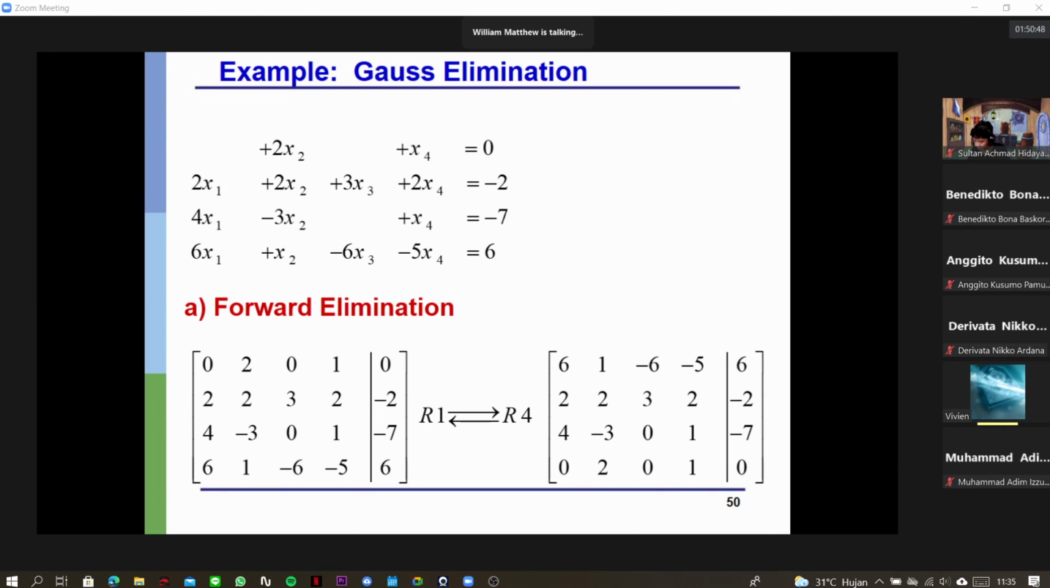Okay, ma'am. So it's just to make sure that the pivot is not zero, and the other thing is that the higher value is preferred, ma'am. Yes, so the highest value will be chosen as the pivot element.